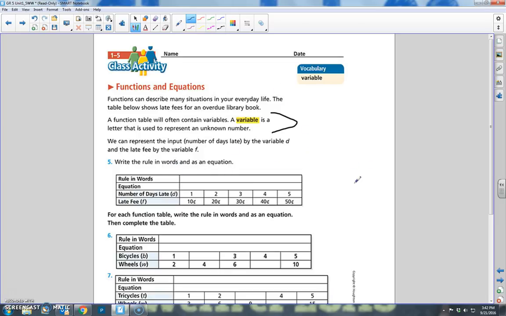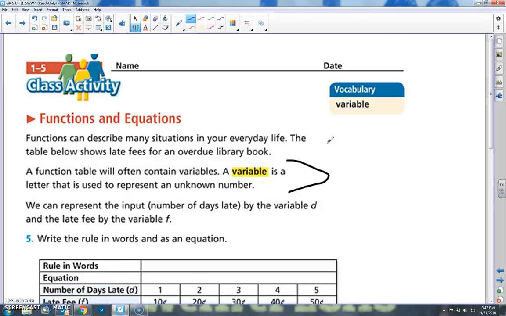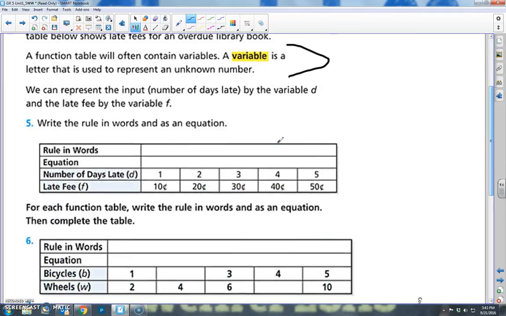All right, so let's look at this. Number of days late. We have 1, 2, 3, 4, 5. Late fee is F. So we have 10 cents, 20 cents, 30 cents, 40 cents, 50 cents. The rule in words, let's make this just a little bit bigger. The rule in words might be something, the equation, let's see.